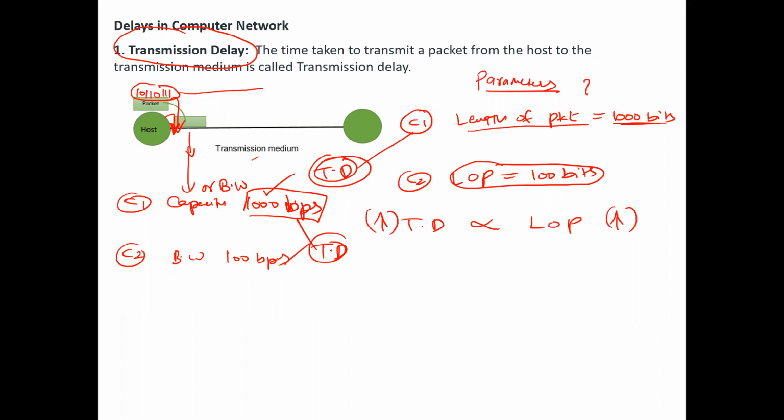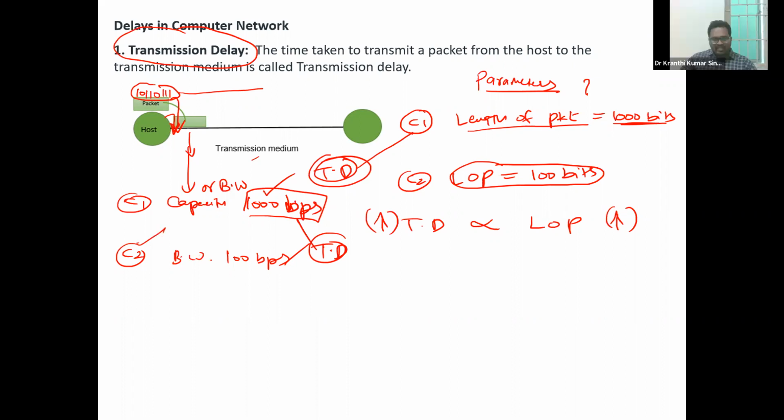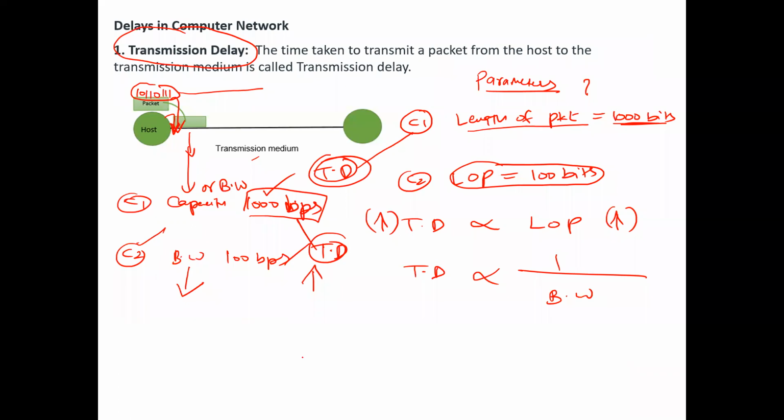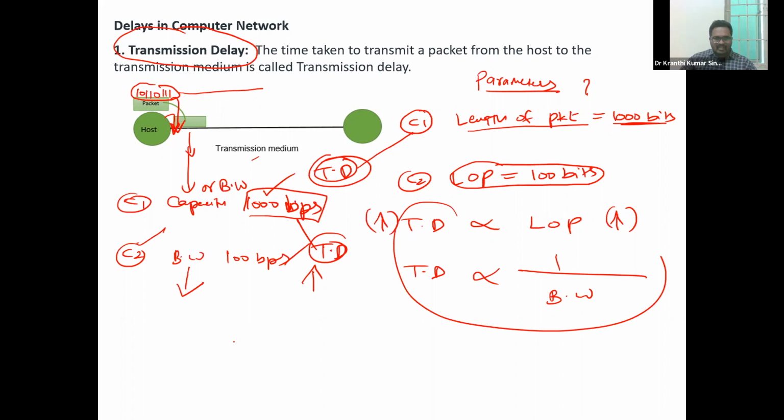Sir, more in case 2. More in case 2, sir. That means if bandwidth is less, transmission delay is more. Can I say this? Transmission delay is inversely proportional to bandwidth. Yes, sir. So if I compare these two relations, transmission delay is equal to the length of the packet divided by the capacity of the channel, or bandwidth of the channel. Do you agree with me?